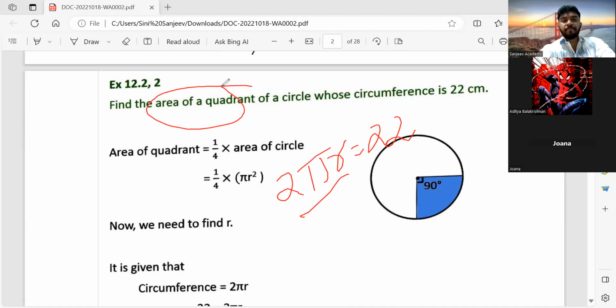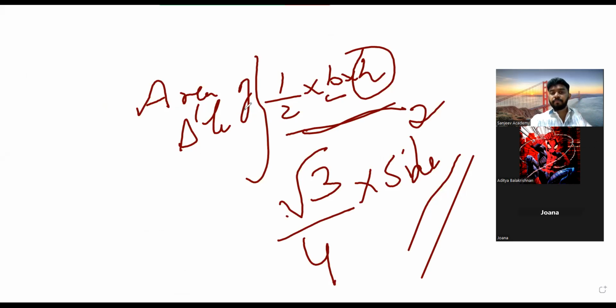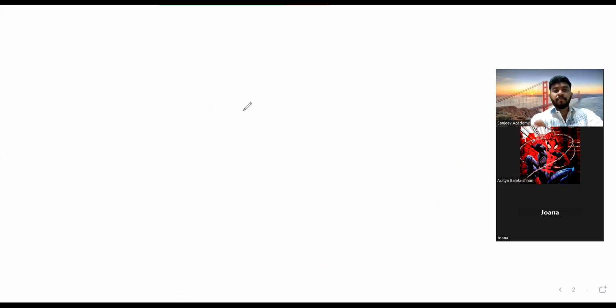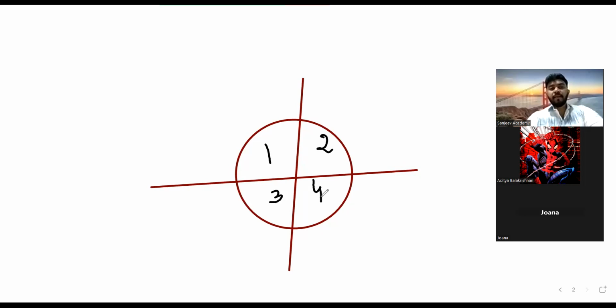If it is a circle, I'll draw the circle here. A circle is basically how many quadrants? 4 quadrants, right? 1, 2, 3, and 4. Now they're telling us to find only one quadrant. This quadrant, or any other quadrant, only one quadrant you have to find. So the total circle has got 4 parts.